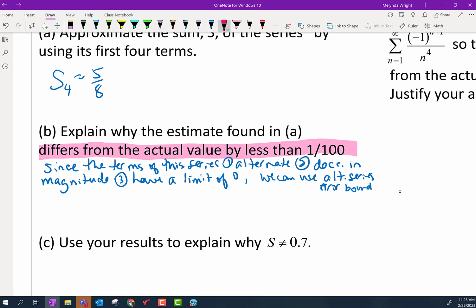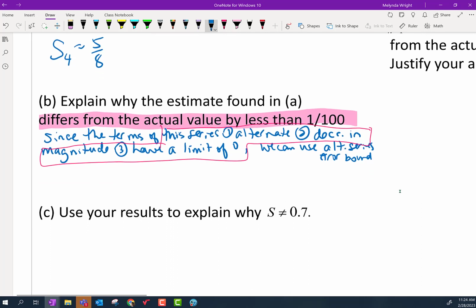Now, the most important things to say, so what words could you leave out? You would just need to say this series alternates, decreases in magnitude, has a limit of 0. That's non-negotiable. The other part is just explaining your position. So what do? Now we write up.